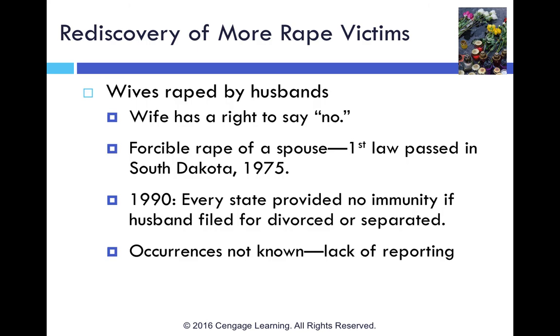Wives raped by husbands. A wife does have a right to say no. Forcible rape of a spouse. The first law against this was passed in South Dakota in 1975. By 1990, every state provided no immunity if the husband filed for divorce or separated. Again, there's a lack of reporting around this.